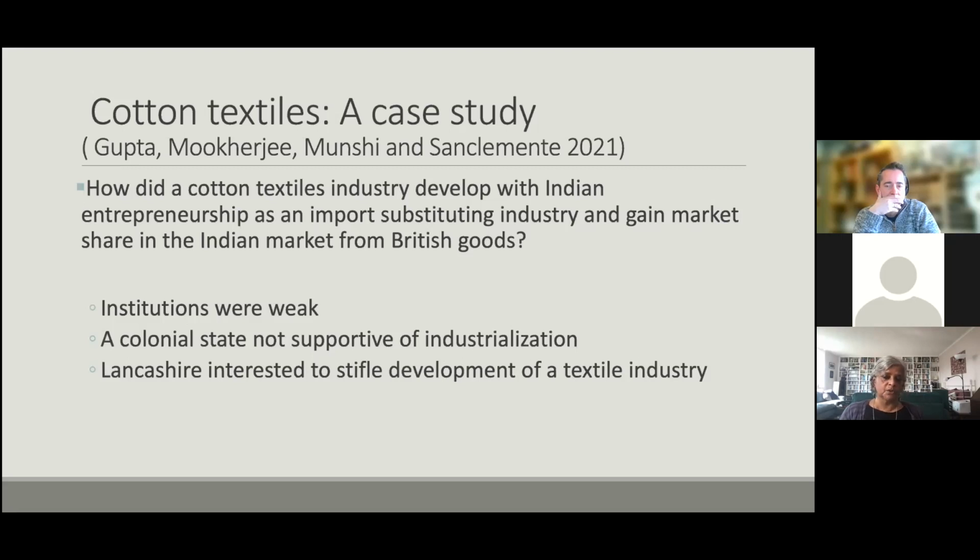Tariffs were not introduced in India at all as a protective measure. So there was a 5% tariff on British imports of textiles, but there was a countervailing 5% excise on Indian production of textiles in order to placate Lancashire, because Lancashire objected to any form of protection of the Indian textile industry.